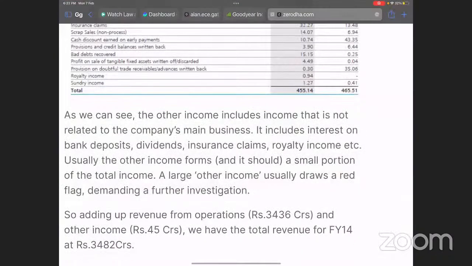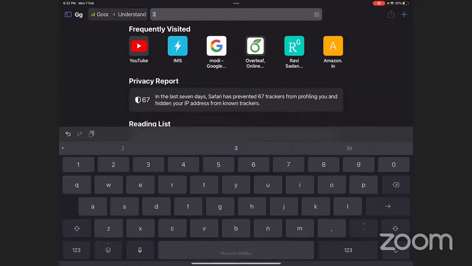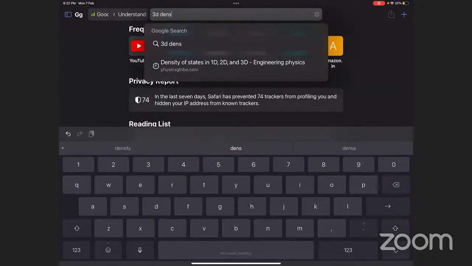Let me show you the exact derivation. 3D density of states.